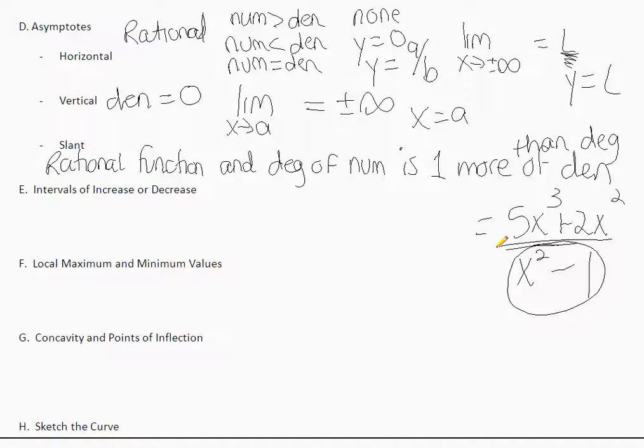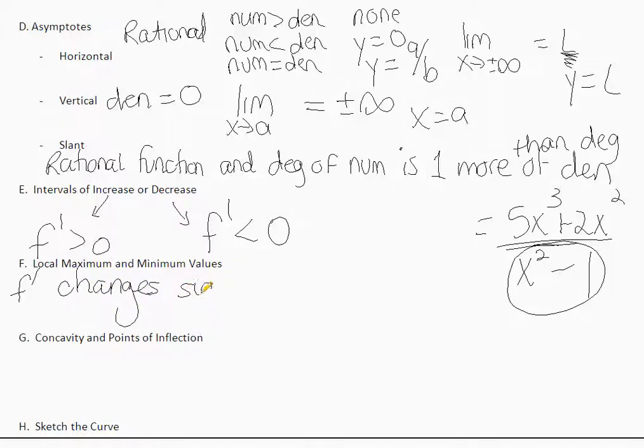Okay, now intervals: how do you find where it's increasing and decreasing? Well, this is the calculus. You should know quickly, I'm increasing where the first derivative is positive, and I'm decreasing where it's negative. Okay, how do I find local maxes and mins? Well, you're going to use your first derivative. So where f prime changes sign, S-I-G-N, I have a local max or min.